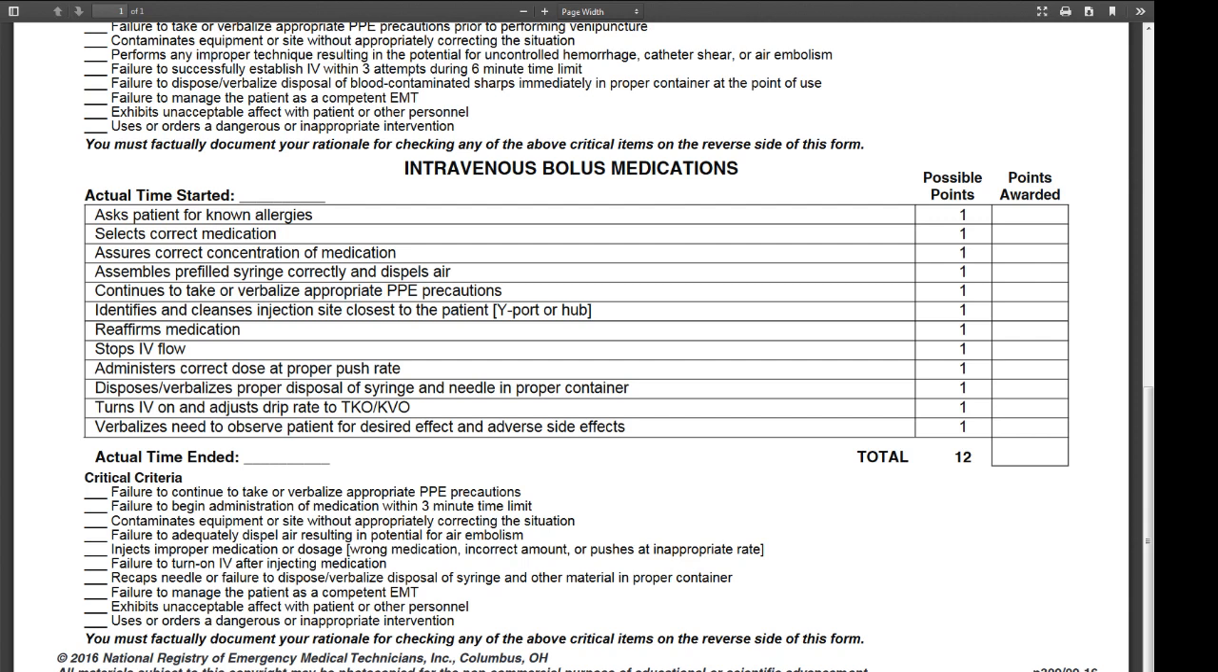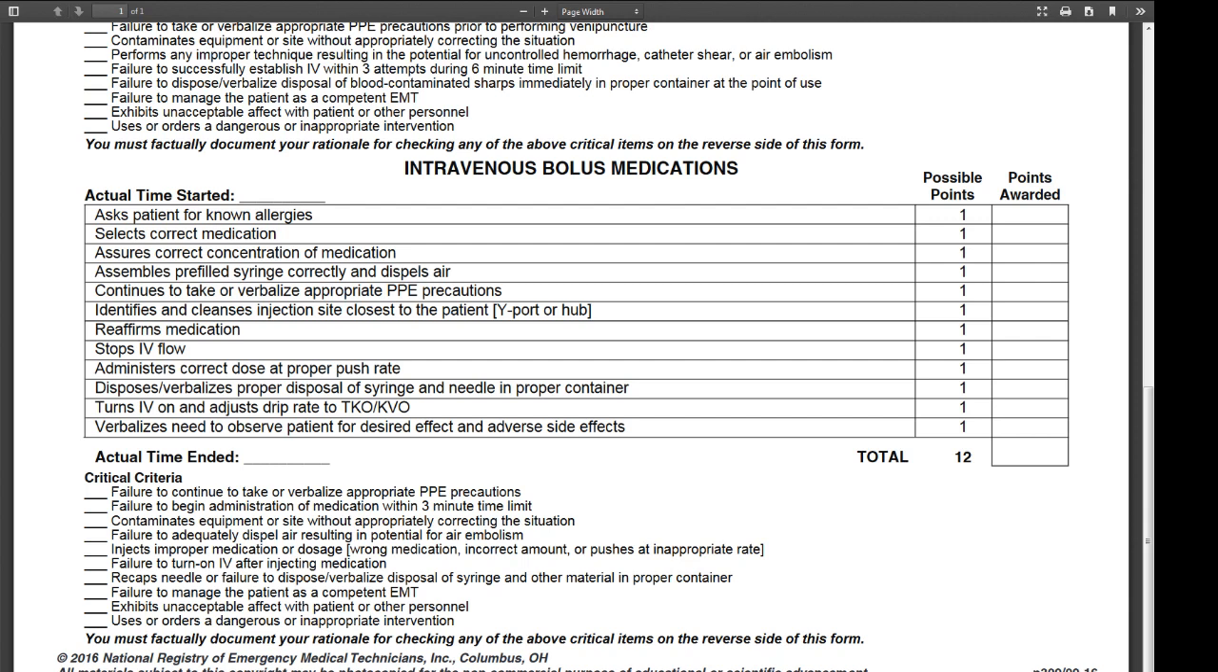Turns IV on and adjusts drip rates to TKO/KVO. Verbalizes need to observe patient for desired effect and adverse side effects. Critical fail criteria. Failure to continue to take or verbalize appropriate PPE precautions. Failure to begin administration of medication within 3-minute time limit.